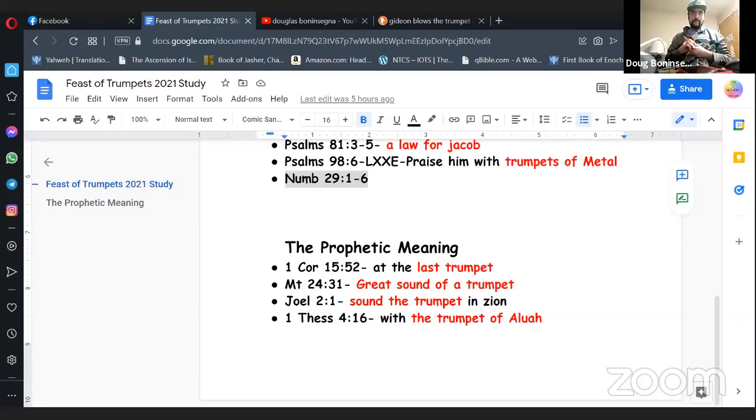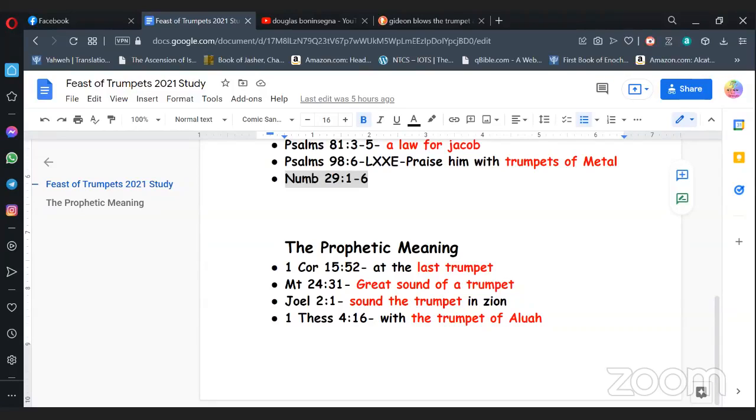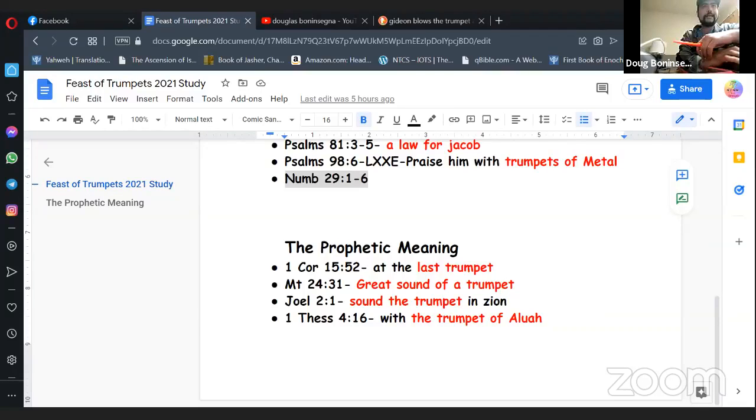Prophetic meaning. Here we go. So we're first going to go to Paul's reference here of at the last trump is when Messiah returns. And this is really good for those of our brothers and sisters who are still kind of under the deception of the pre-trib. This is a really good verse to use to show them that it is not scriptural at all to believe that he's going to come before the anti-Messiah. Okay.